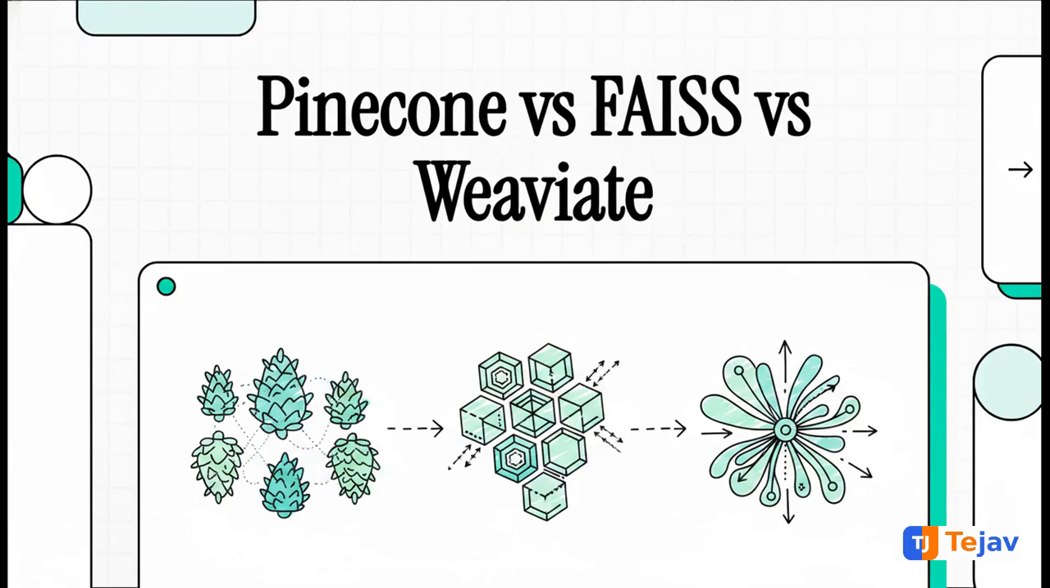All right, let's get right into it. We're going to tackle one of the biggest questions in AI development right now, choosing your vector database. We're putting three heavyweights head-to-head, Pinecone, FAISS, and Weaviate.